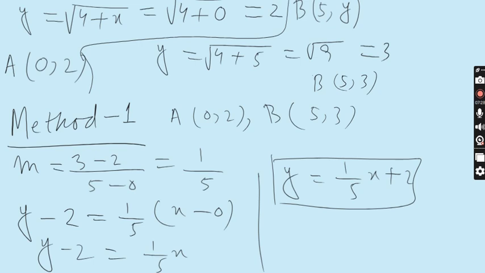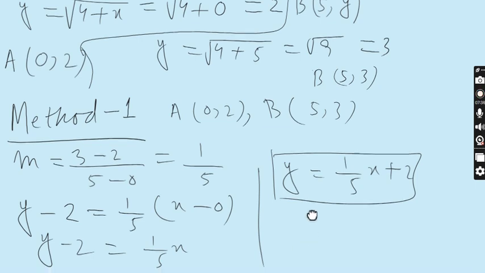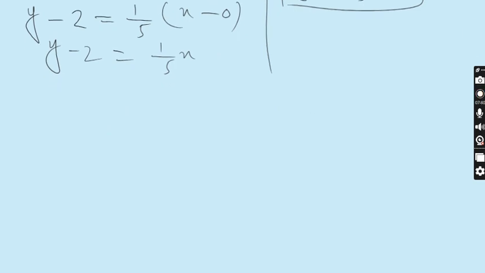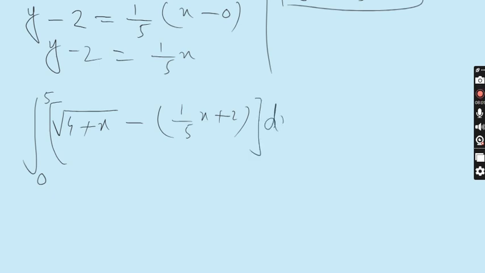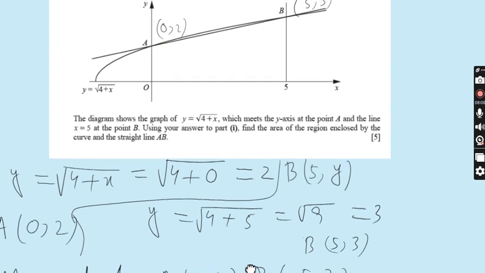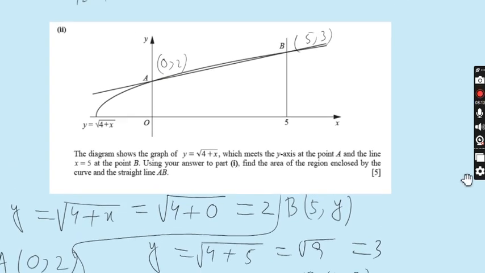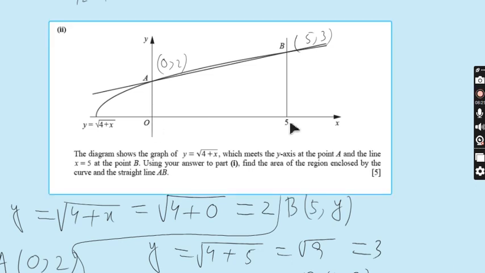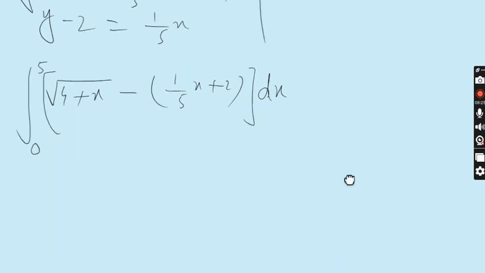This method says to integrate the curve minus the straight line with the given limits. First I will write, then I will show. Integrate from 0 to 5 of root of 4 plus x, minus the equation of the straight line, 1 upon 5 x plus 2, whole, dx. This is method 1. Why do I write the equation of the curve first? Because in the question the curve is above and the straight line is below. And why the limits from 0 to 5? Because the starting point is 0 and the end point is 5. So this method is so easy.